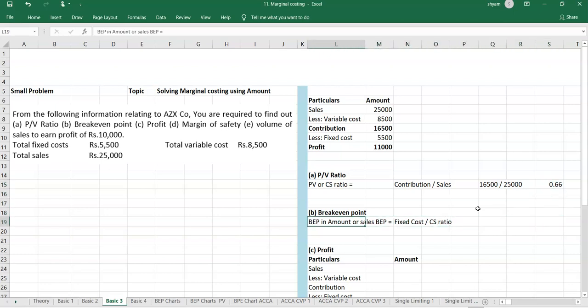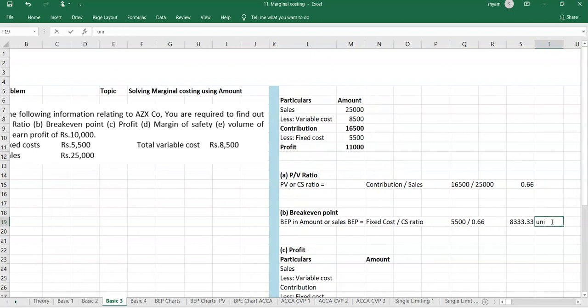So what's the break-even point? Break-even point in amount is what we are finding. We can't find it in units because no units are given. Break-even point in amount, or sales BEP, is fixed cost divided by CS ratio or PV ratio. Anything you can use. So let's get that answer. You can round it off.